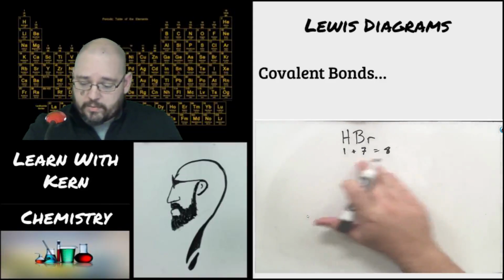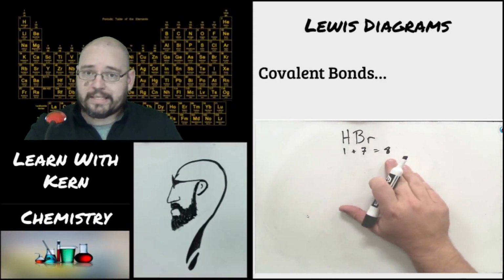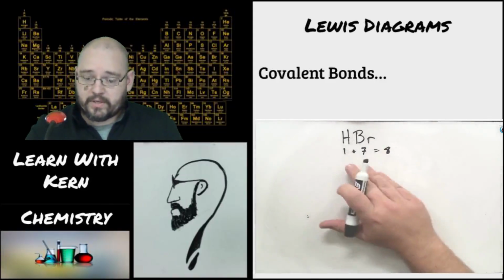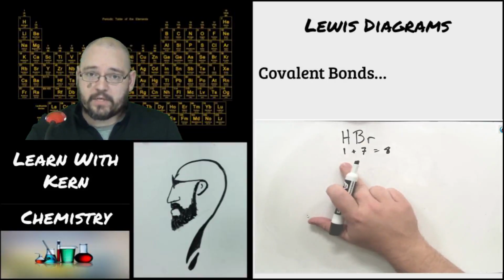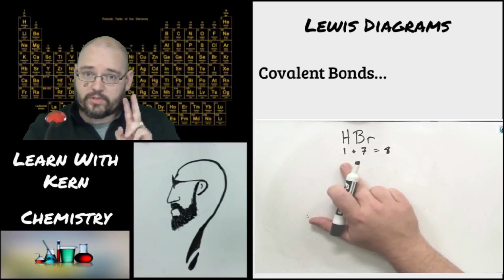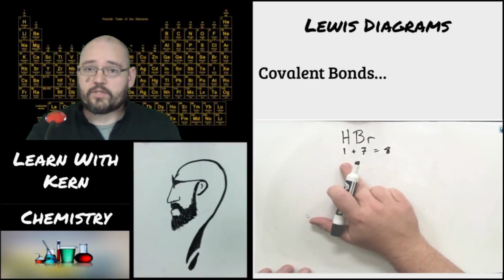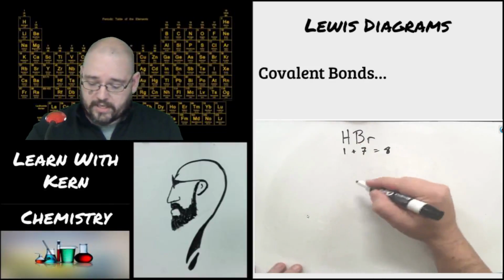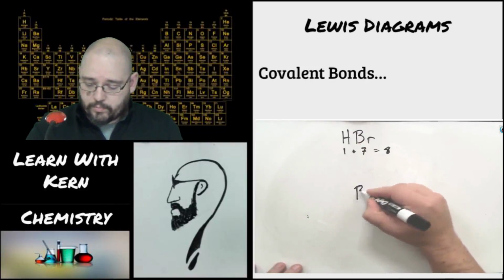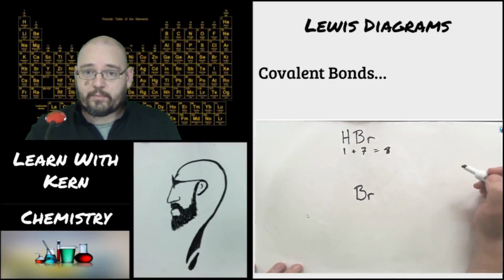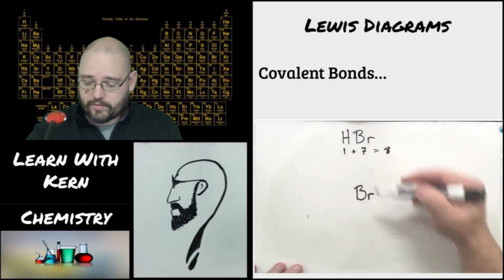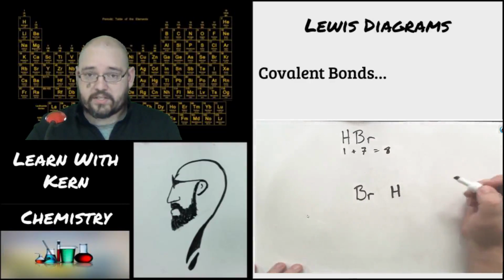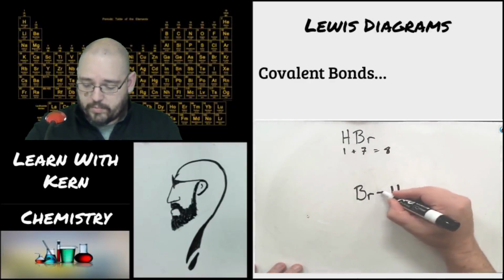So I've determined my total number of valence electrons, and now I need to determine my central atom. Now hydrogen can never be the central atom because hydrogen is stable with only 2 valence electrons, so it can't form more than 1 bond. Therefore, it can never be the central atom. So bromine is going to be my central atom. I write my central atom, and then I'm going to attach my outside atoms, the other things, to my central atom with a single bonding pair. And I do that with a line.